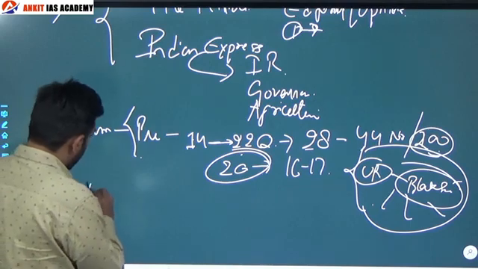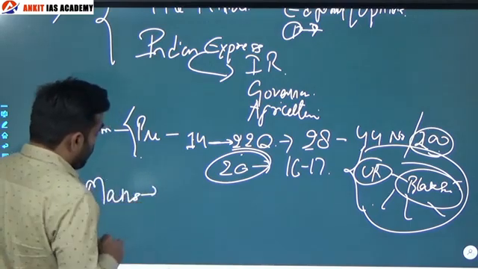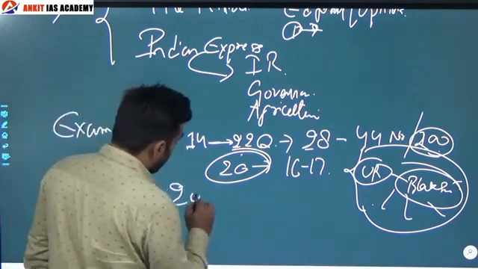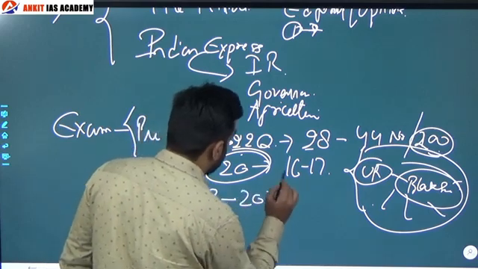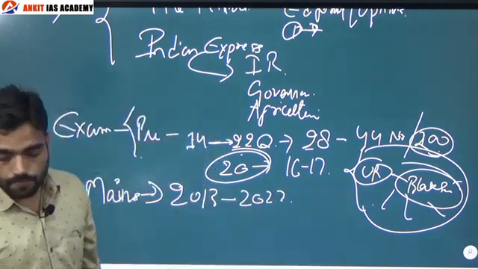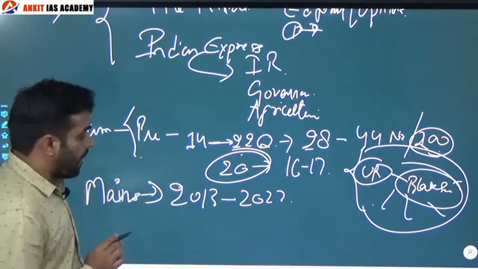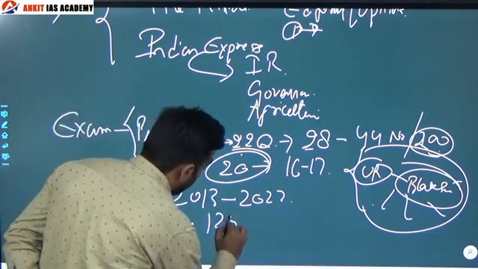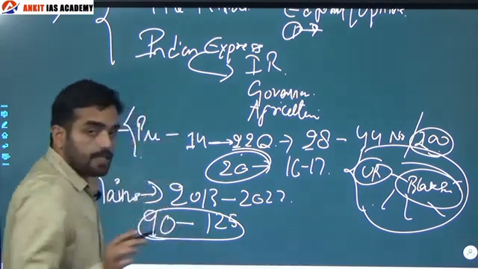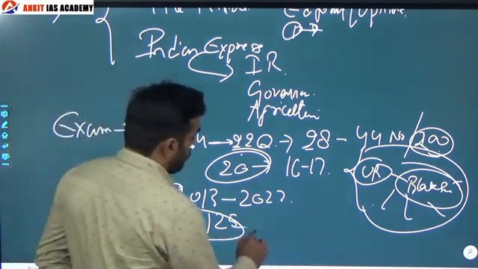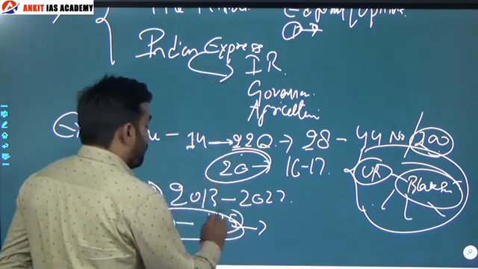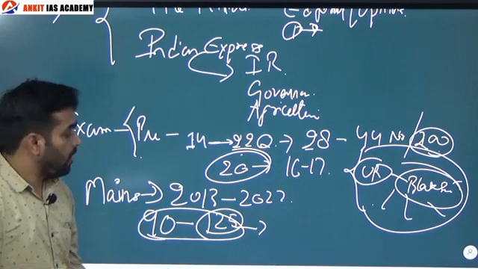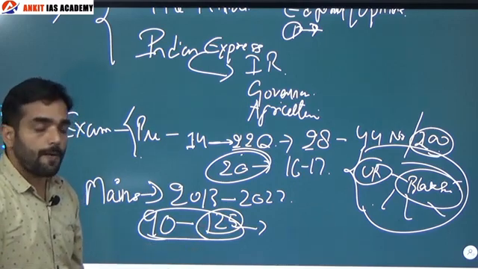Talking about the mains exam, we will analyze. I have an analysis of questions that have come in mains from 2013 till 2022. In this, the questions from the polity part have had weightage from 90 to 125 marks. In the past 2 years, that is 21-22, questions from the polity and constitution part have had weightage of 125 marks. Okay, so you can see the importance of the polity and constitution part from here.